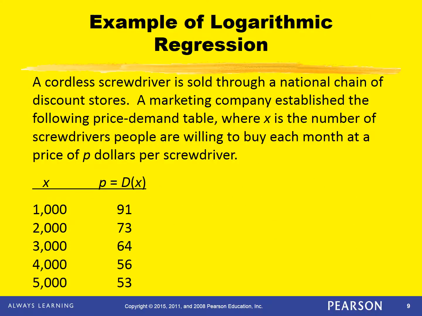A cordless screwdriver is sold through a national chain of discount stores. A marketing company established the following price-demand table, where X is the number of screwdrivers people are willing to buy each month, at a price of P dollars per screwdriver. So P is the price, X is the demand that goes with that, the number of screwdrivers produced and sold. And of course, the less expensive it is, the more you can sell. You can see data there.